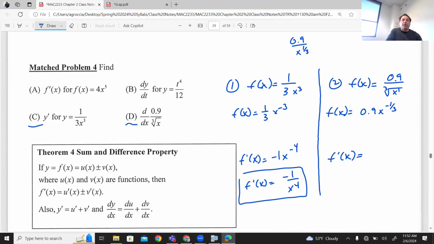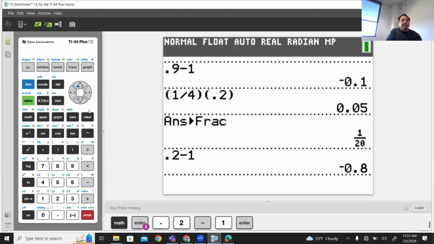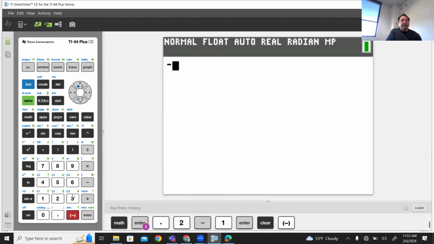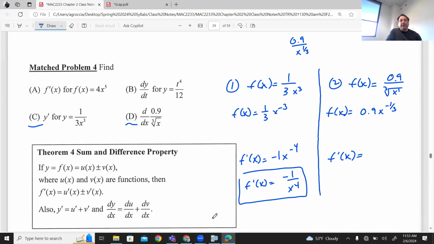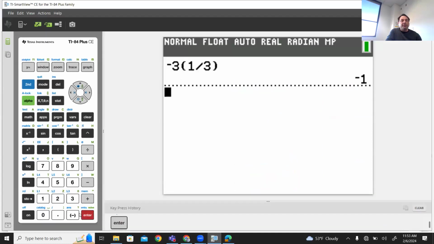And again, if you don't know that 1/3 times negative 3 is negative 1, I'm not going to do it all the time, but you have a calculator. Negative 3, parenthesis, 1/3, close parenthesis, enter, is negative 1. Okay? And then negative 3 minus 1 is negative 4. We should be comfortable with that.